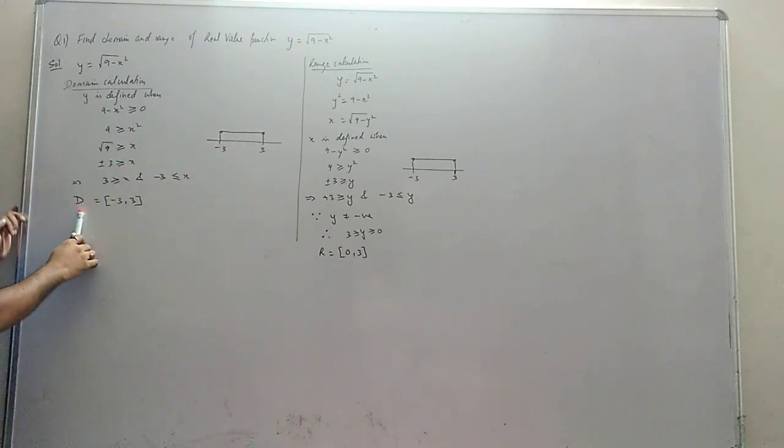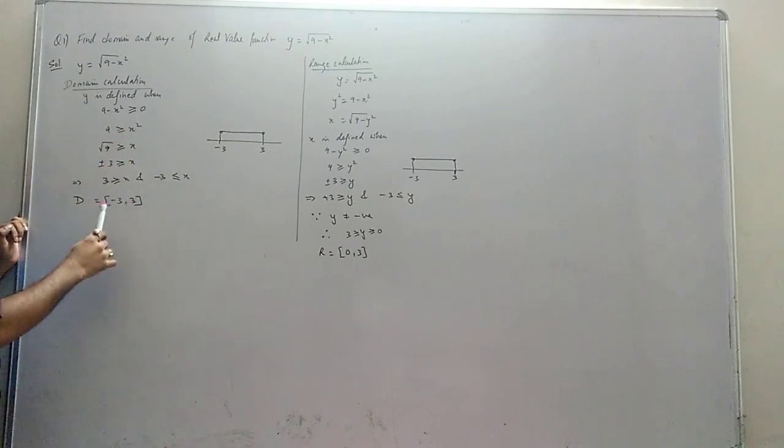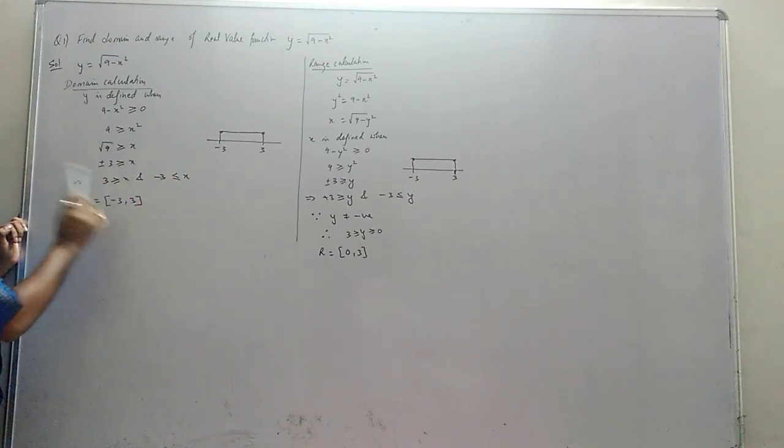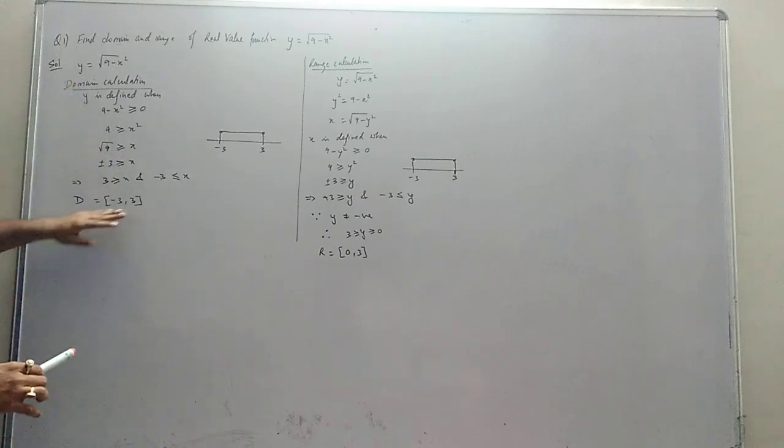So what is the domain? These are real numbers, so you have to show it in brackets. Write the smaller one first, then the bigger one: minus 3, comma, 3. Then a closed bracket at minus 3. Why closed bracket? Because it is equal to. At 3 again a closed bracket. Why closed bracket? Because it is equal to. Okay, this is the domain: minus 3 to 3.